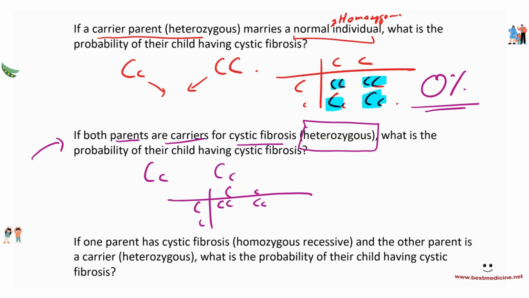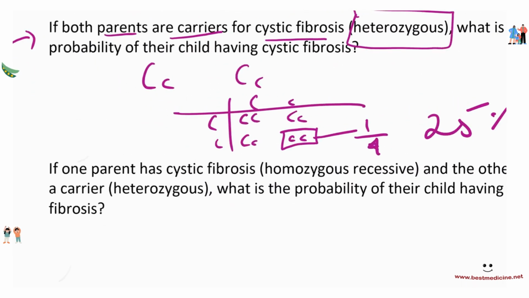Big C, big C, big C, small c, big C, small c, and two small c's over here. That's 1/4, right? A 1/4, or 25%, chance that the child is going to be affected with cystic fibrosis, okay?